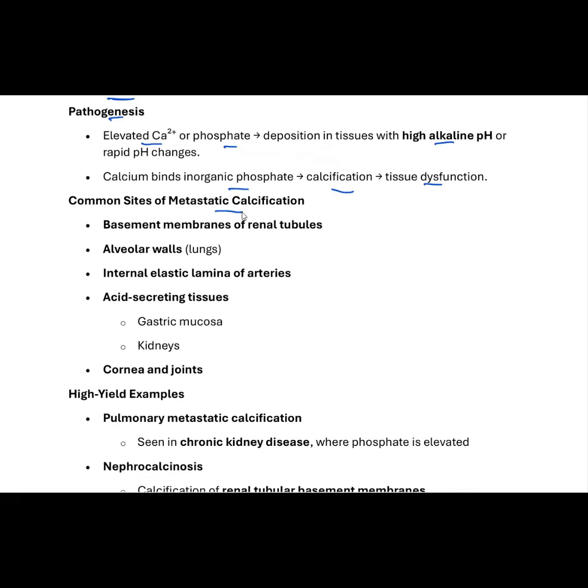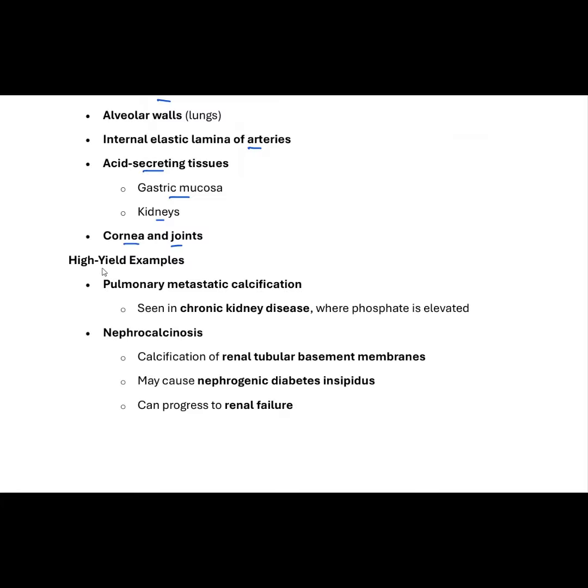Common sites of metastatic calcification: it could happen in the basement membranes of the renal tubules, as we're going to see in a second, the alveolar wall in the lungs, the internal elastic lamina of the arteries, and acid secreting tissues like gastric mucosa, kidney, cornea, and joints. So let's look at a very high yield example for the exam, guys. One is pulmonary metastatic calcification.